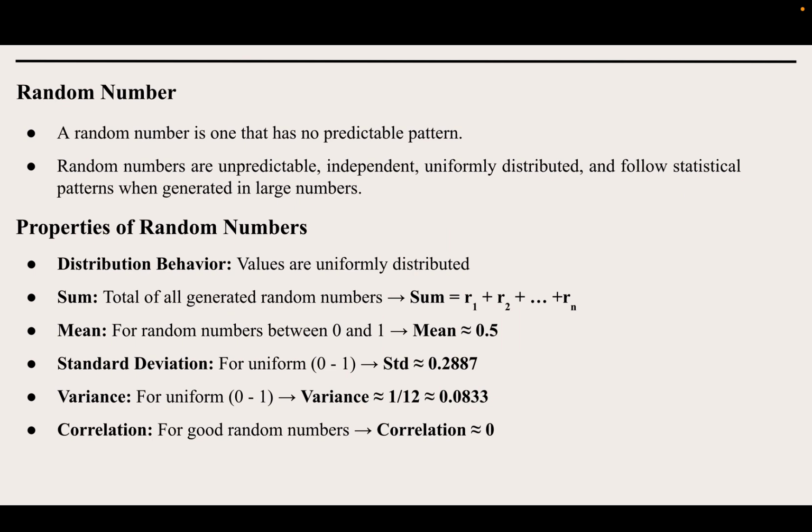And also correlation. So what is correlation? This is nothing but a measure of the relationship between the numbers. If we have generated very good, uniformly distributed random numbers, then the correlation of those random numbers will lie near 0, which ensures their independence. So if we find that the correlation is nearly 0, we can say that the numbers are independent of each other. These are the properties of random numbers.